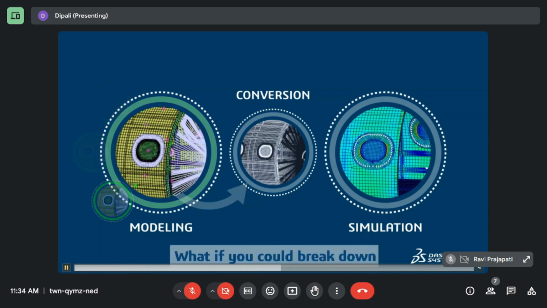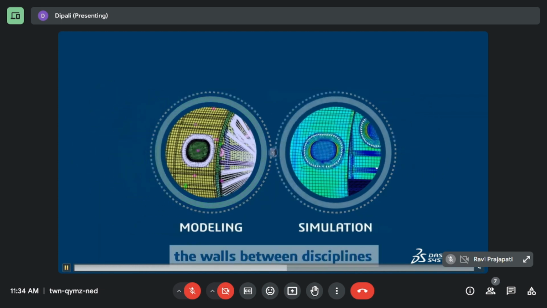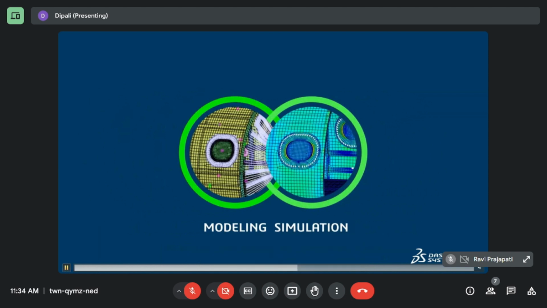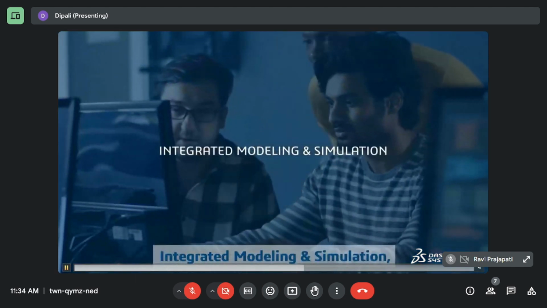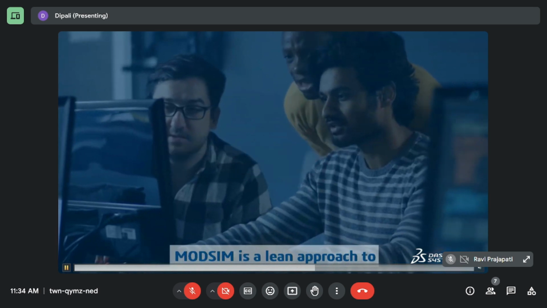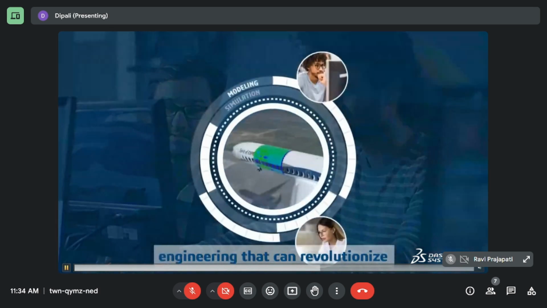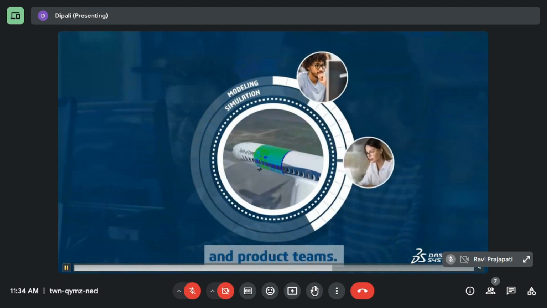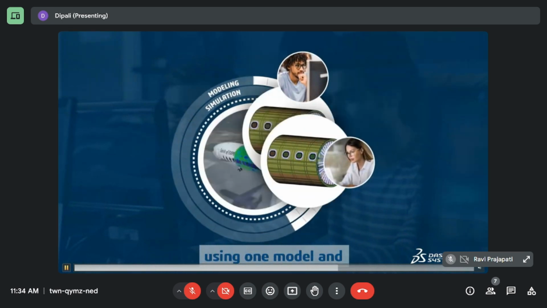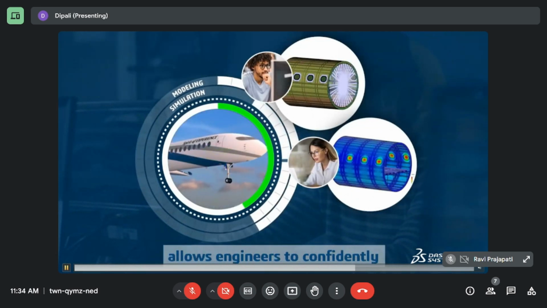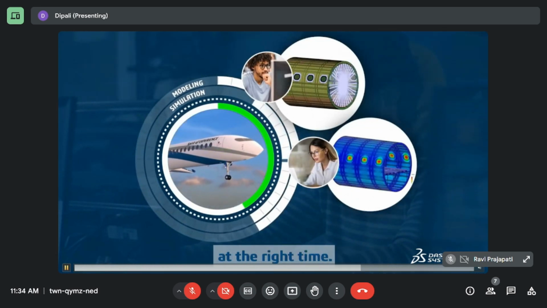What if you could break down the walls between disciplines and free analysts and designers to innovate in harmony? Integrated modeling and simulation, or MODSIM, makes it possible. That's what MODSIM I is a am lean talking approach about. to engineering that can revolutionize the productivity of engineers and product teams. Seamless engineering, using one model and starting at the earliest phase of product development, allows engineers to confidently deliver the right product at the right time.